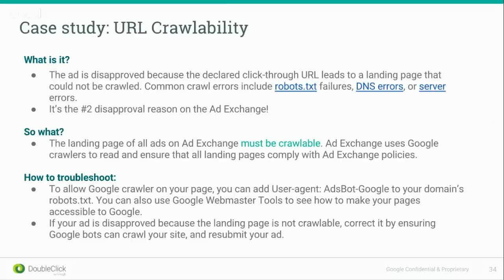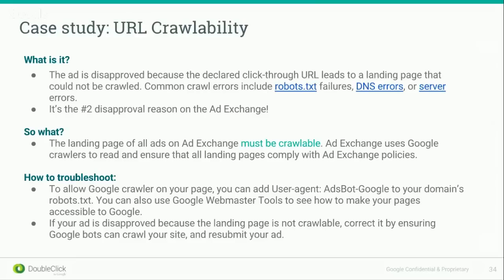Basically, the ad is disapproved because the declared click-through URL leads to a landing page that could not be crawled. This is the number 2 disapproval reason on the ad exchange. And again, as I mentioned, the landing page of all ads on the ad exchange must be crawlable because Google crawlers need to read it to ensure that all landing pages comply with all of our policies.